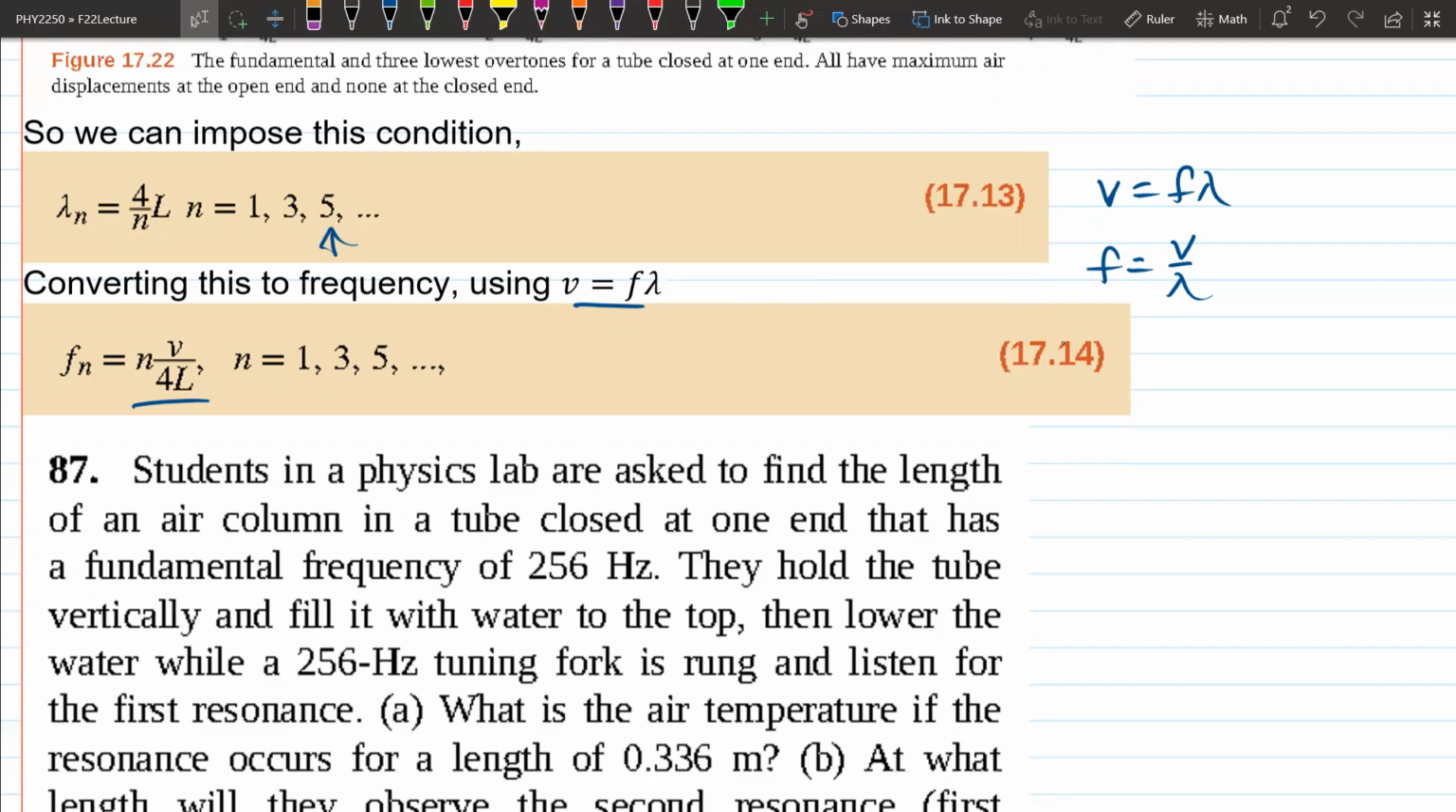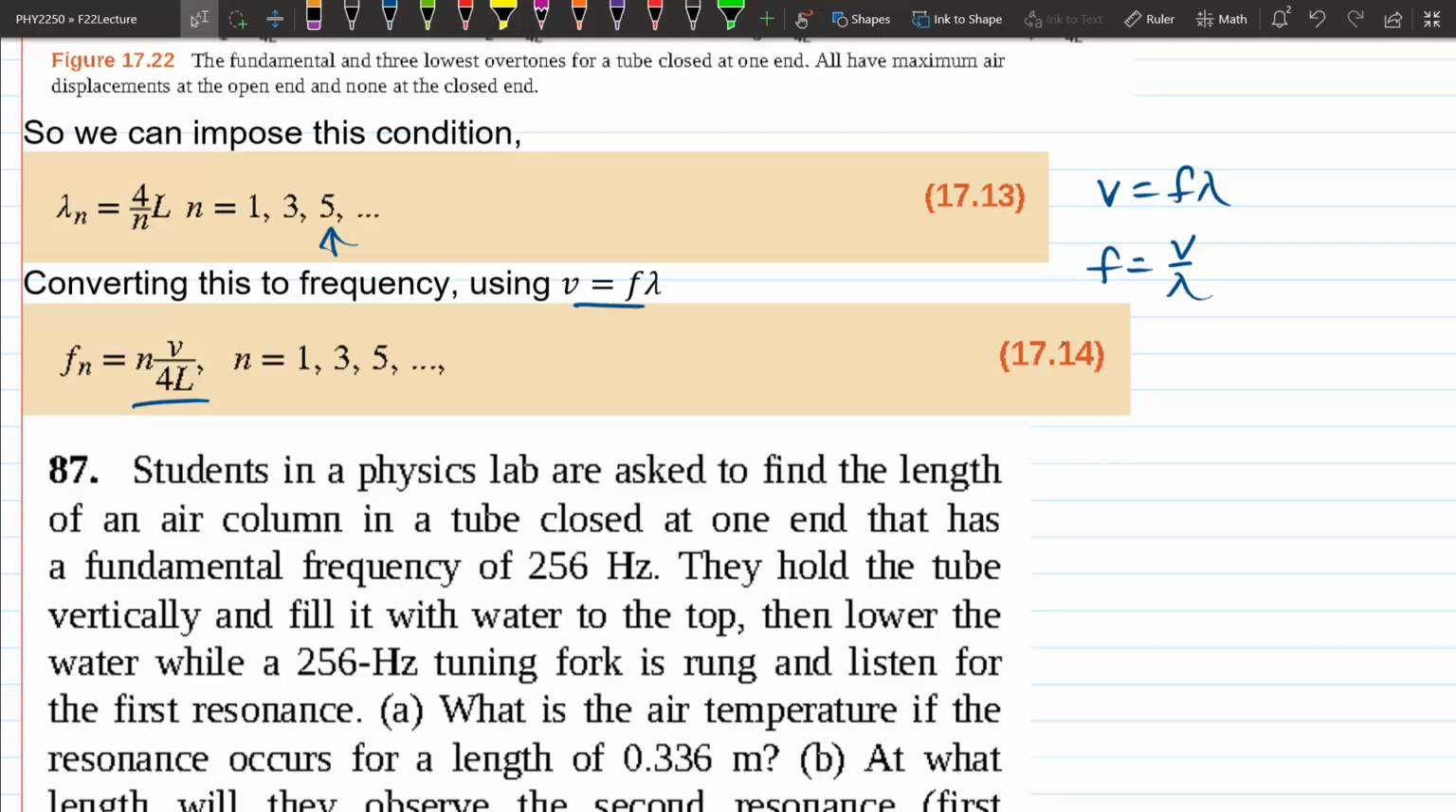So the higher and higher overtones, these are called overtones. This is the fundamental frequency. This is the first overtone. This is the second overtone. We don't have to know that for the test or anything like that, but it's just a musical term. The higher overtones are actually higher and higher frequencies.